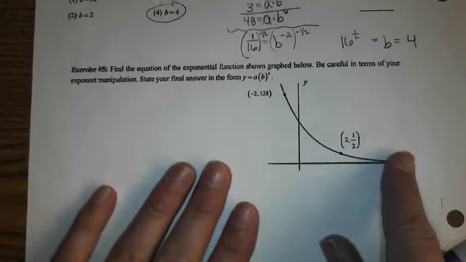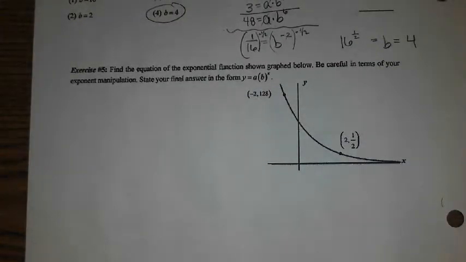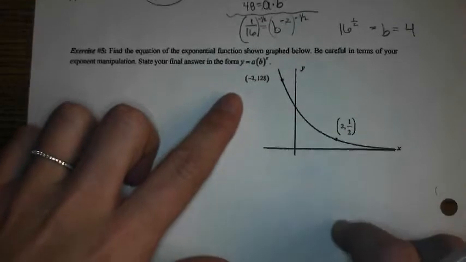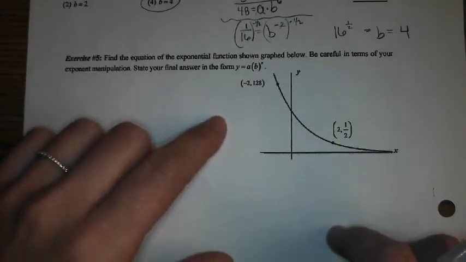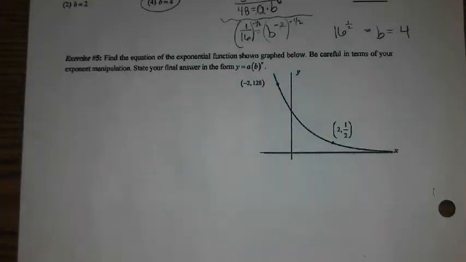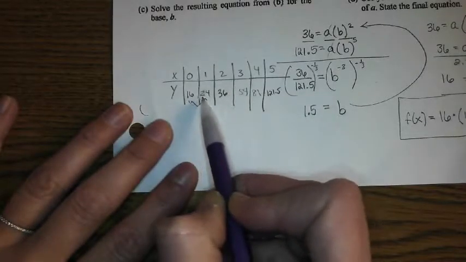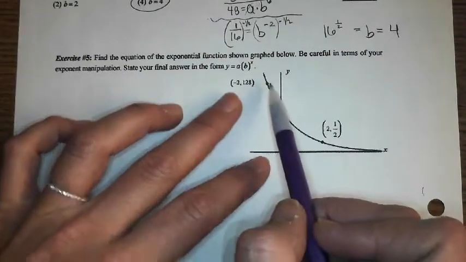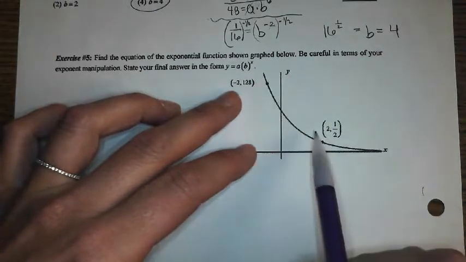Exercise 5. Just saving time. What do we expect B to be? Not a negative. Your base is never allowed to be a negative. Right. Because again, think about that. If we were multiplying by a negative and a negative, these would flip back and forth between positive, negative, we can't do that. So we expect it to be a fraction between 0 and 1 because we see the decay.